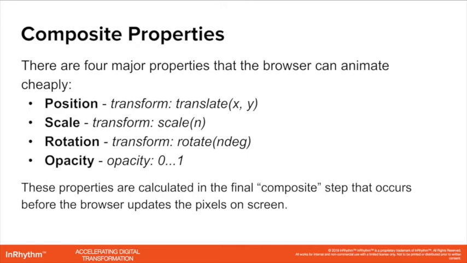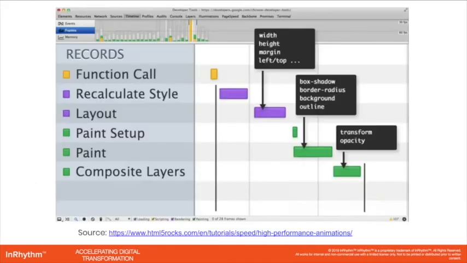Transforms are a lot more efficient than animating something like width, height, margins, padding, because they're calculated in the final step of rendering before your browser updates the pixels in your browser window. This final phase where the transform and opacity are calculated is called the composite phase, and so sometimes these properties are called composite properties. This screenshot from Chrome DevTools demonstrates how the browser calculates and renders CSS.